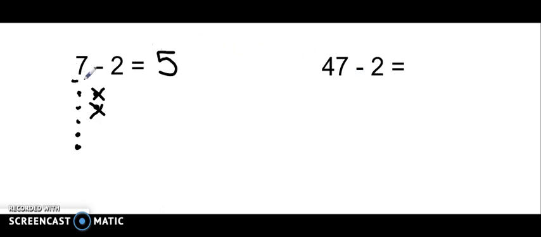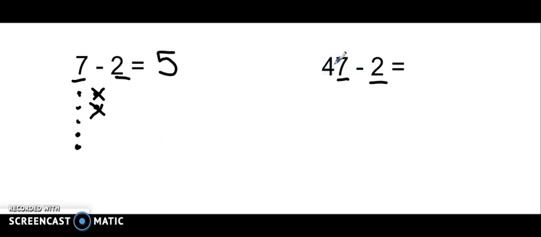We're going to use this problem to help us solve this more complicated problem. So if you look at this problem, 47 minus 2, you should be able to see the 7 minus 2 within this problem. We know that 7 minus 2 is 5. We are not going to change our tens because nothing is being subtracted from it.